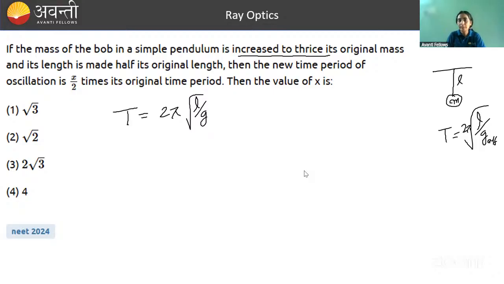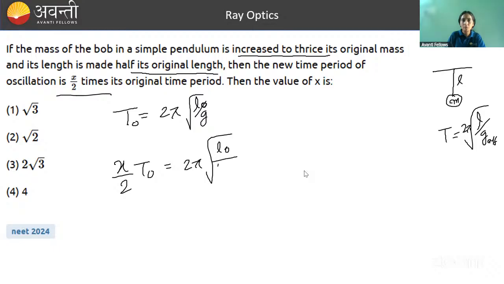But one more thing we are doing, its length is made half its original length. Okay? So length, let's say initial length was L0. So initial time period is this one. Now we are making length half. Then the new time period of oscillation is x by 2 times its original time period. So final time period is x by 2 times t naught, and this will be equal to 2 pi root under L naught by 2g. ठीक है. Then the value of x is what? This thing we have to calculate.